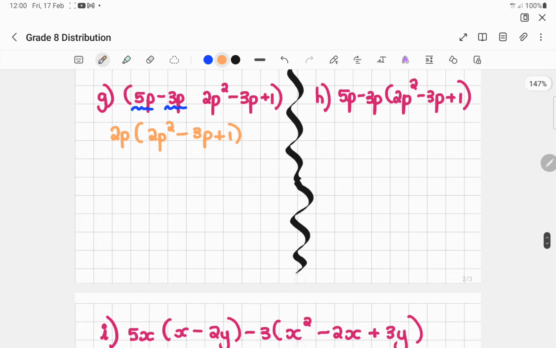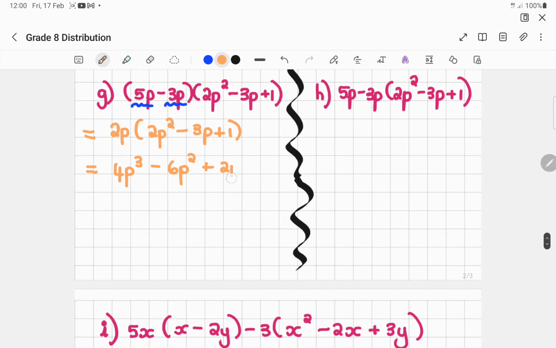Why wasn't I allowed to let the second bracket fall away? Because I haven't distributed whatever was in front into the bracket. If a sum starts off with a bracket, you are allowed to drop those brackets because there's nothing in front, or a positive is in front, so it wouldn't affect any of the terms inside the bracket. Okay, and now the 2p has to distribute in, and now I'm left with 4p to the power 3 minus 6p squared plus 2p.